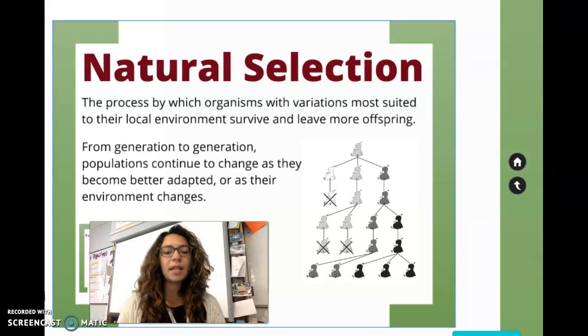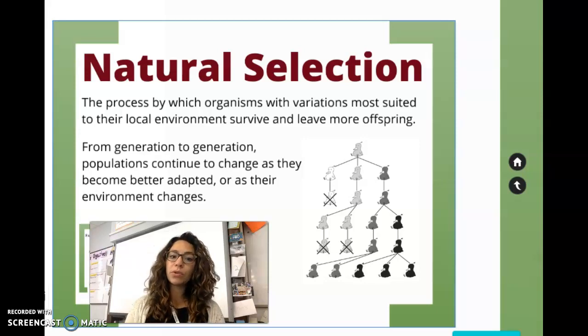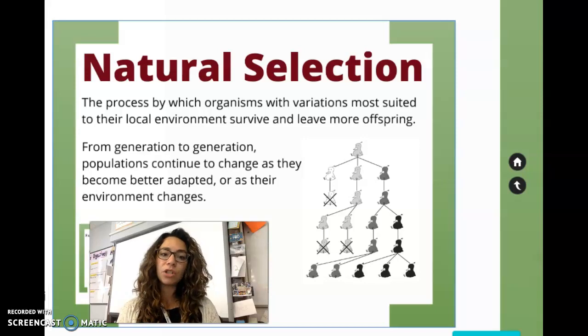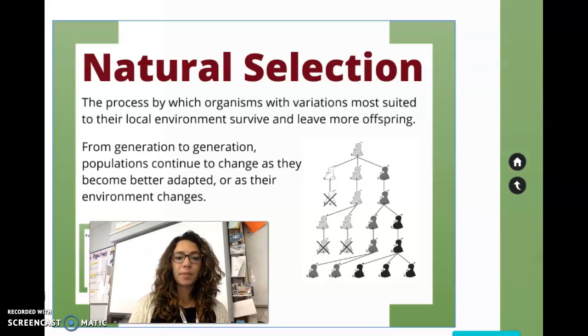So this is the process by which variations most suited to a local environment survive and leave more offspring. So from generation to generation, populations continue to change as they become better adapted or as their environment changes.